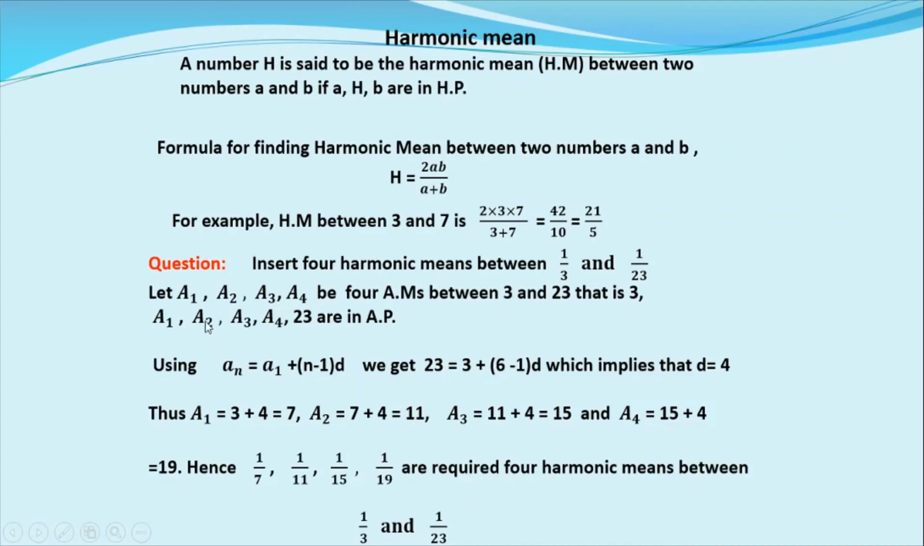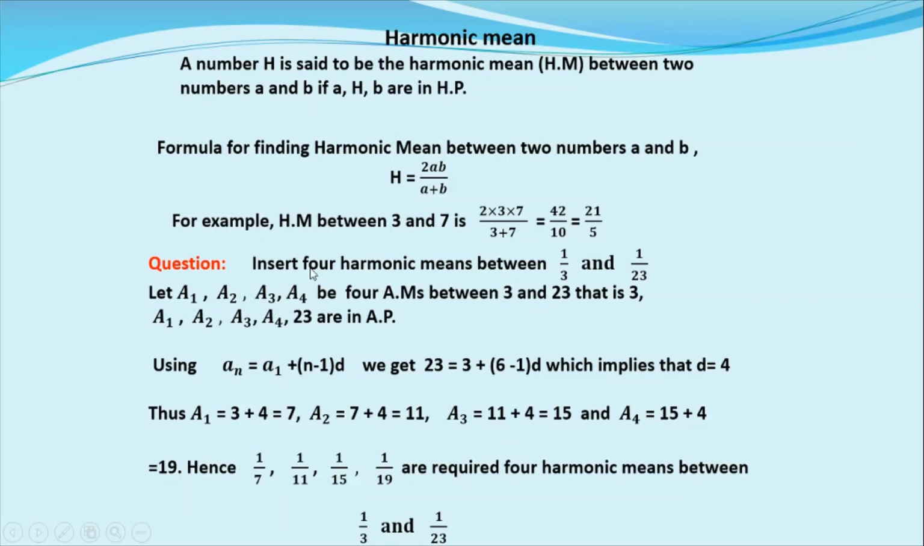And if we need the next term, we will add the same common difference 4 to this 11, and we get 11 plus 4, 15. Similarly, in the same way, we found the last term, that is 15 plus 4, which is 19. So this is 7, 11, 15, and 19. These are the four arithmetic means between 3 and 23.